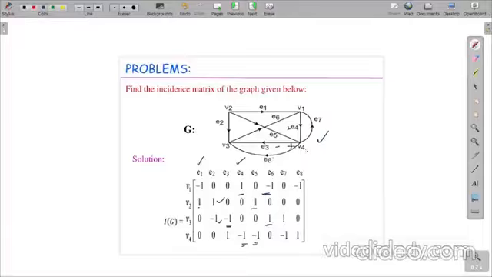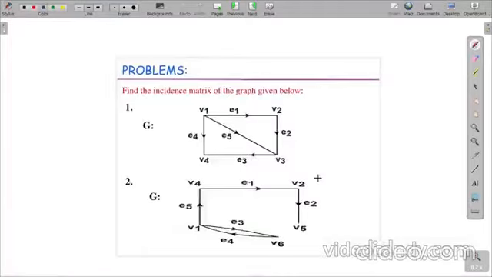Edge E8 goes out from V4 and into V3. So this is minus 1, this is 1. This is the case. This is the writing pattern. So we can write it in this way.